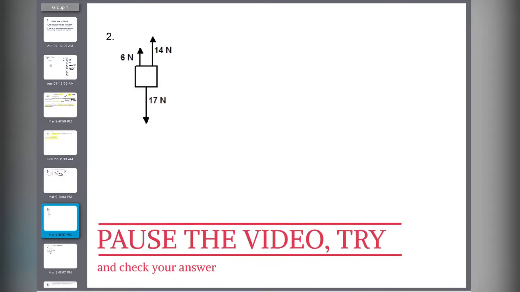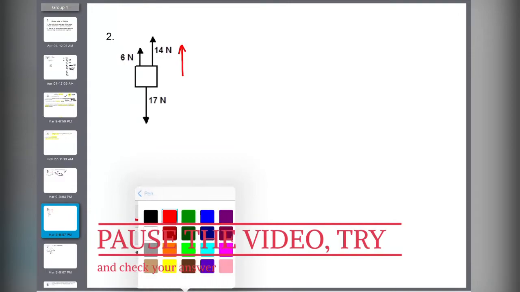Question 2, this time is different. All the forces are now going in the y direction, so we only need to analyze the y part. So the first thing to do is indicate the directions of the overall forces. 14 going up, 6 going up, and 17 going down. So we can see that the total force will be going upwards.